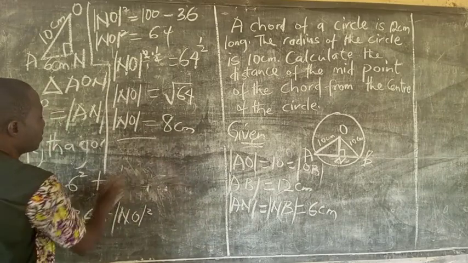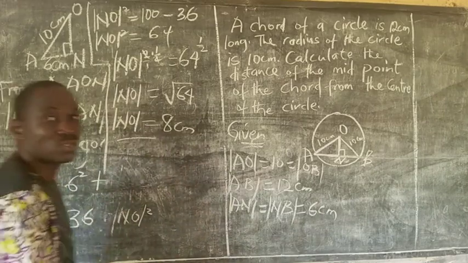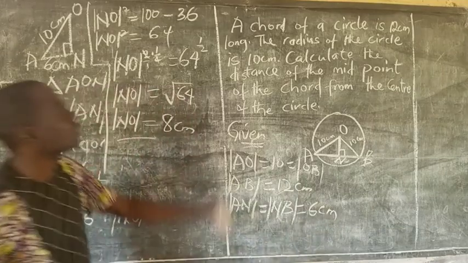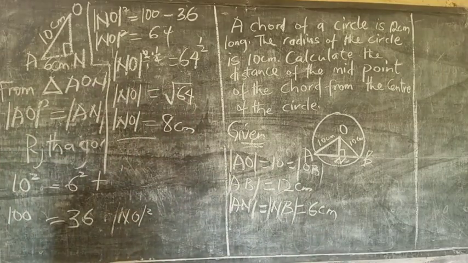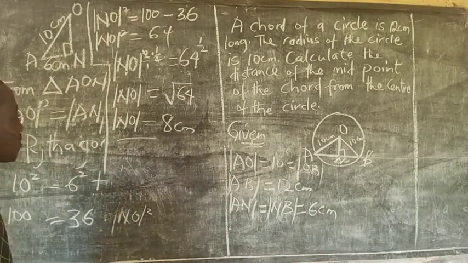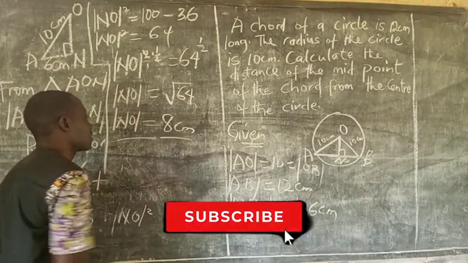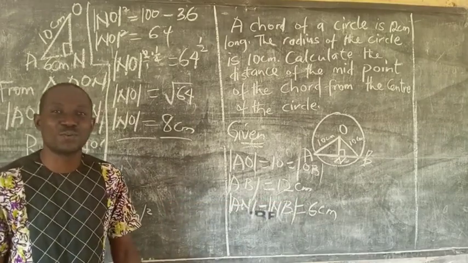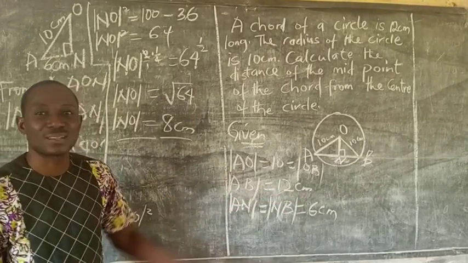We're saying centimeters because the units are all in centimeters: 12 centimeters, the length of the chord, and the radius was given to be 10 centimeters also. So our answer must be in centimeters. So this is the answer for the distance that we are asked to calculate.